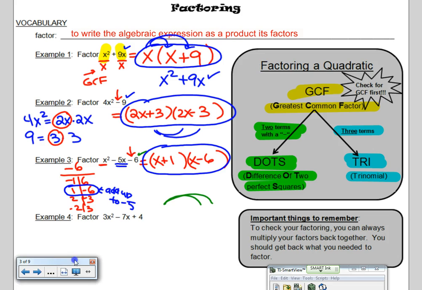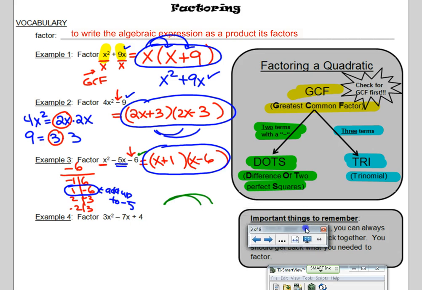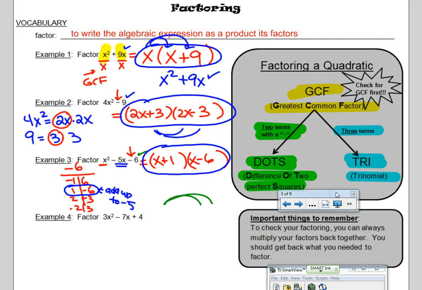Okay, example 4 is not as easy. With example 4, it's a trinomial, but because of that front number 3, it makes life a whole lot more complicated. I still have to multiply and get 3x squared, and fortunately there is only one thing that does that. It's 3x times x. So that's good. I only had one choice.